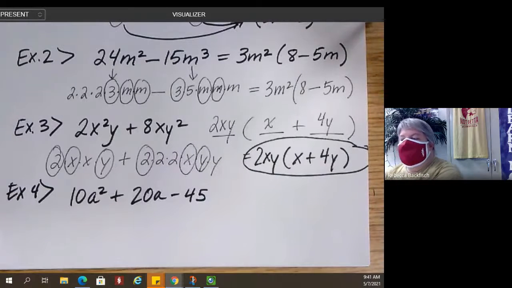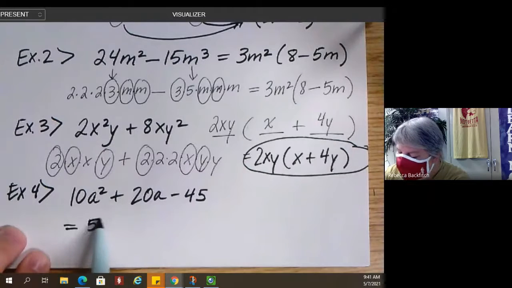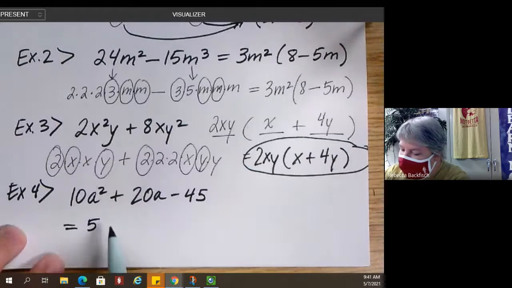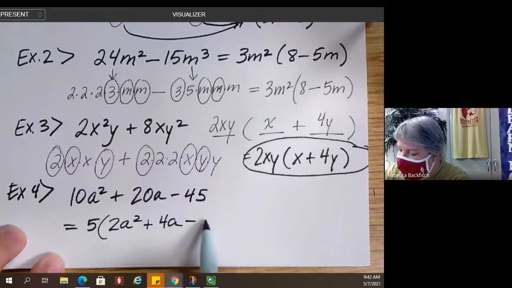So no matter what it is we're looking at, you always want to first look for a GCF. Always look for a GCF first when you're factoring. So what's the greatest thing that goes into all of those? 5. 5 goes into 10, 5 goes into 20, 5 goes into 45. So that leaves me with 2a squared plus 4a minus 9.